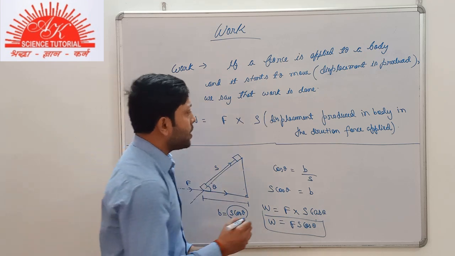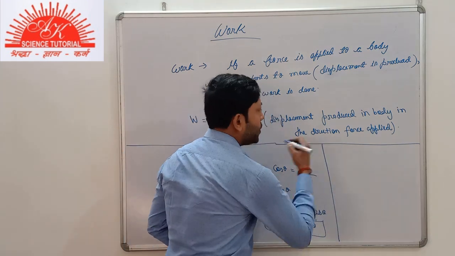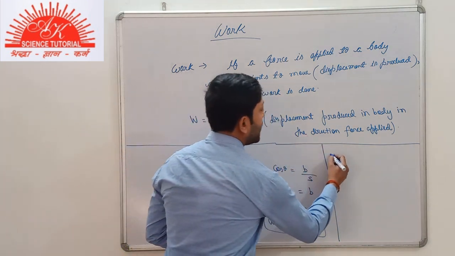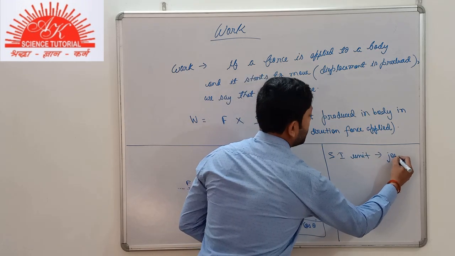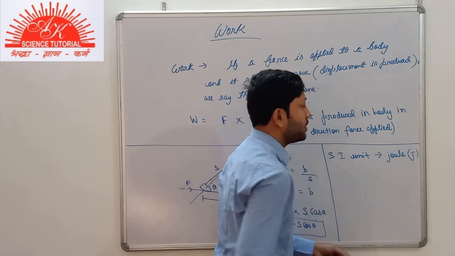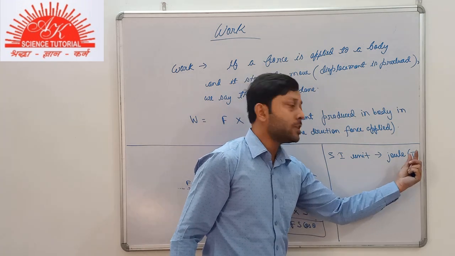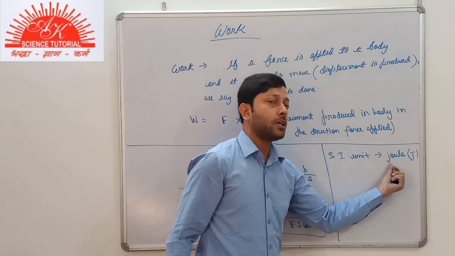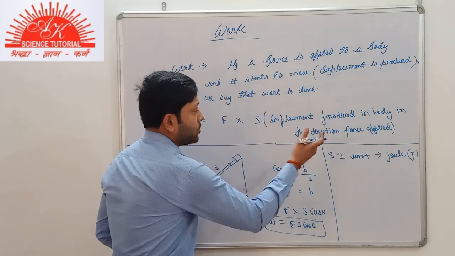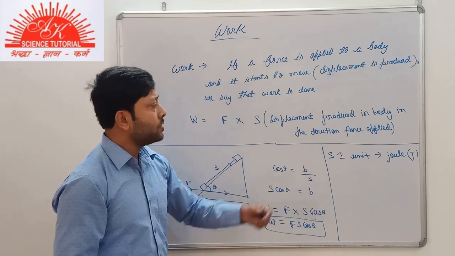Now we will be talking about the SI unit of work. The SI unit for work is joule. Again the same part: if you use the symbol only to represent it, it will be capital J. Otherwise, it will start with a small j. So the SI unit for work is joule.